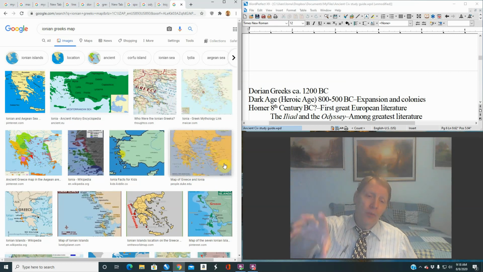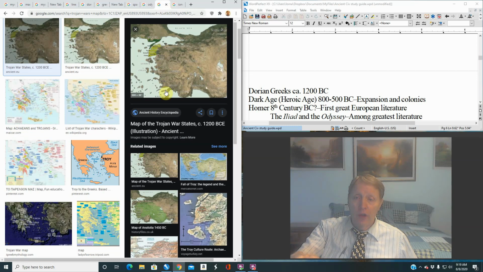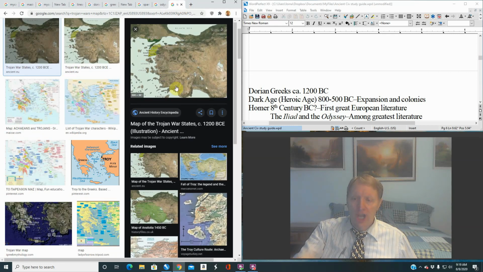Now, you would think perhaps if Homer came from this area, that he would be familiar or potentially more familiar with the Trojan Wars, which took place right up here. Maybe this is the Ionian Greeks are here. The Ionian Greeks are here, and the Trojan Wars, we think, took place here.